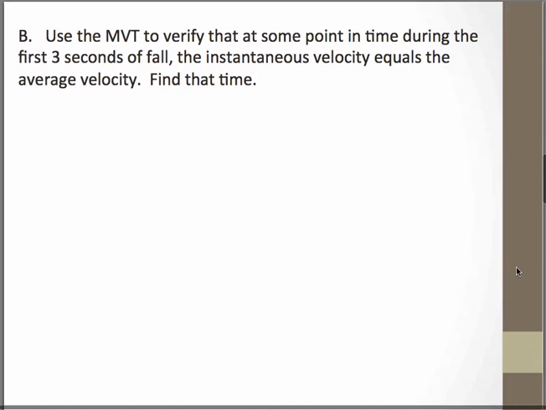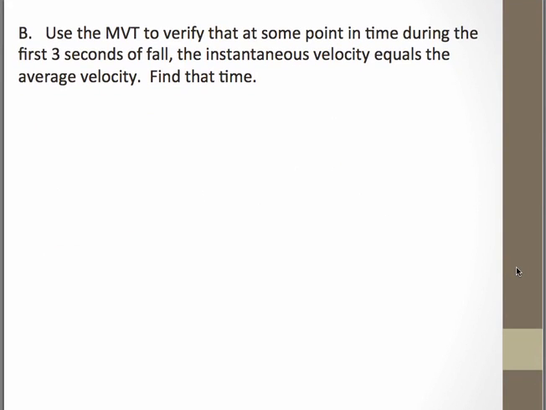So what we're asked to do in the second part then is to use the mean value theorem to verify that there's going to be some point in time during those first 3 seconds where the instantaneous velocity is going to equal that average velocity we just found. So what we're finding is the derivative of s, and I'm going to call it c. That's often the variable used to indicate that value that is guaranteed, the x value that is guaranteed by the mean value theorem. We want to see where that derivative is going to equal the average rate of change.